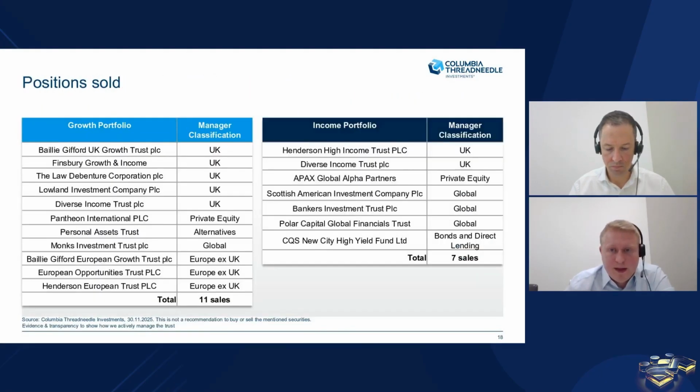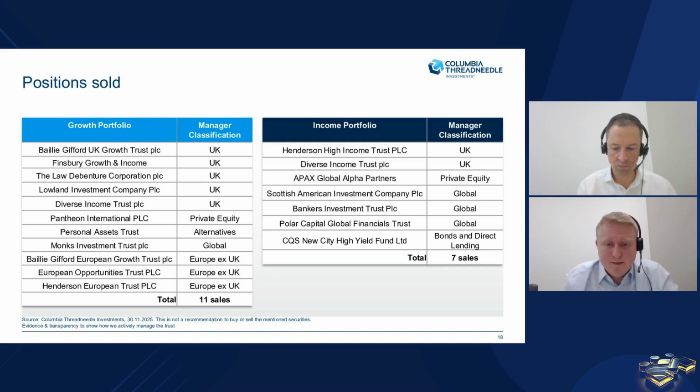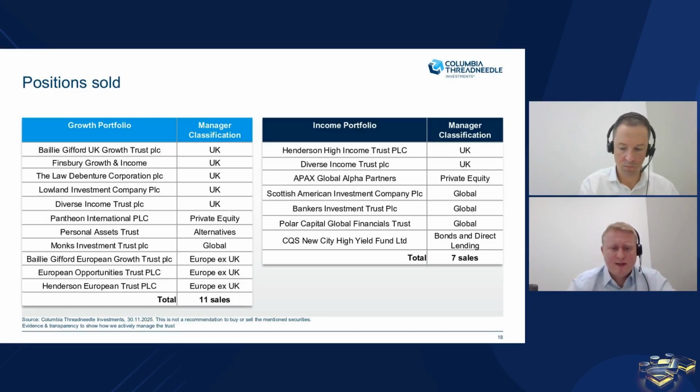If we just go to what we have sold from the portfolios. Pantheon International was sold from the growth portfolio, and Apex Global Alpha Partners was essentially acquired and taken private. But what this may mask a bit is our preference. We have a preference more for the direct managers that are invested in their own funds or holding assets essentially on balance sheet. And so we're not necessarily as interested when it comes to the diversified fund of funds.